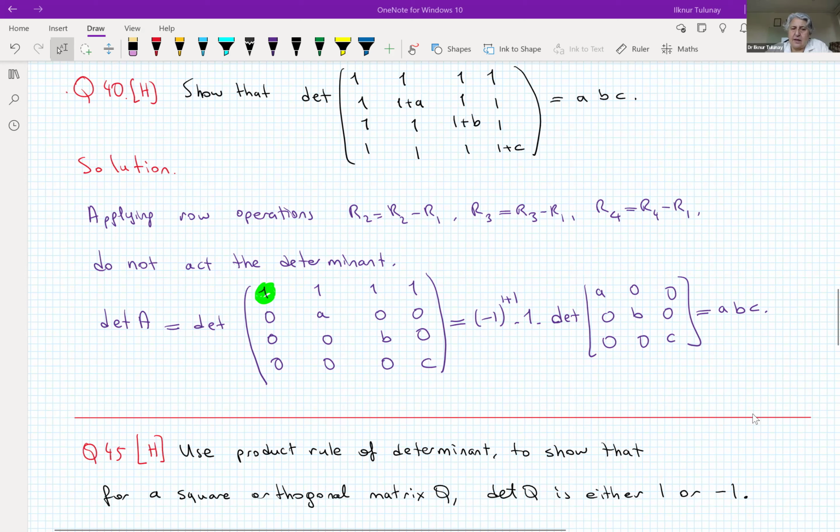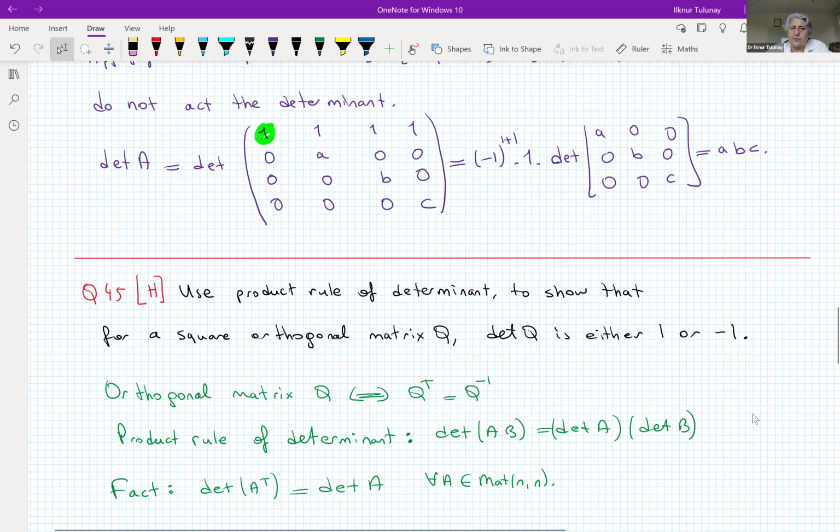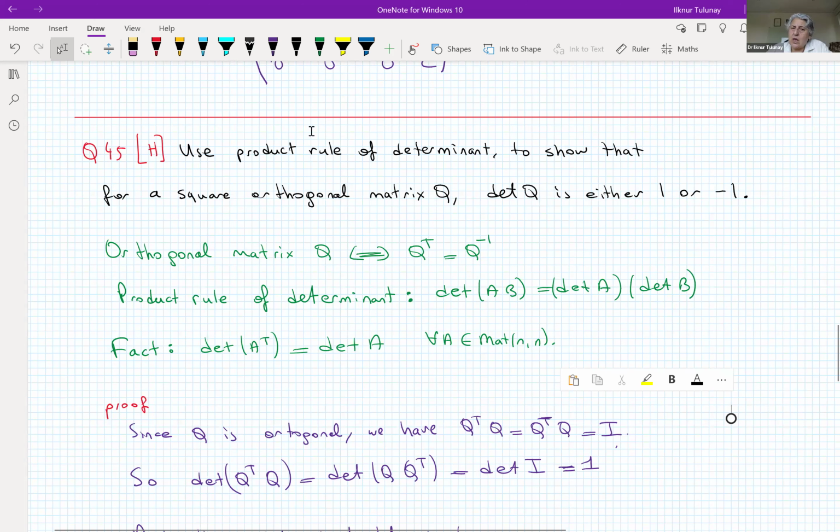Okay, that is that. And question 45. Use the product rule of determinant to show that for a square orthogonal matrix Q, the determinant of Q is either 1 or minus 1. So let's have a look at what we are saying here. What was the orthogonal matrix? Let's remind ourselves what an orthogonal matrix is. An orthogonal matrix is one where the transpose of that matrix is equal to the inverse of that matrix.